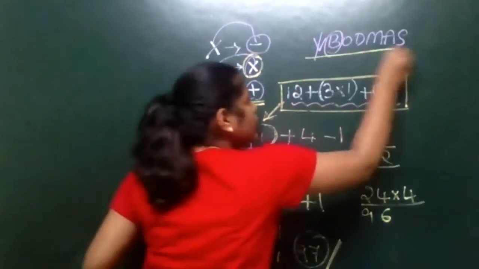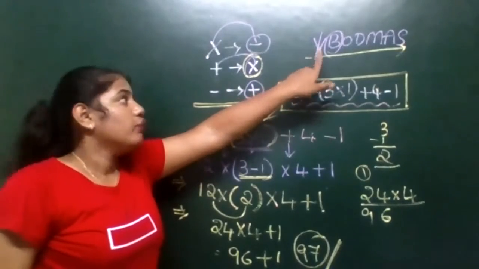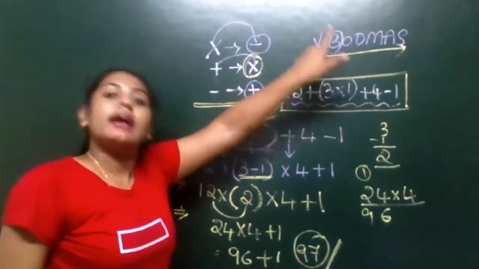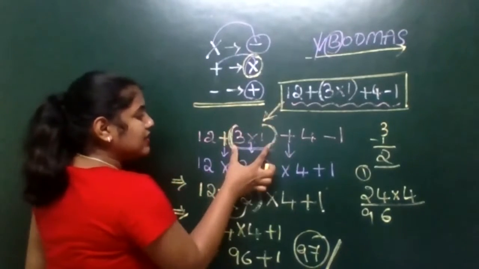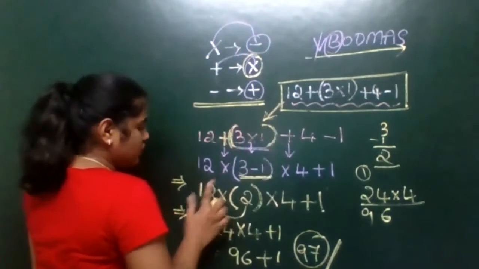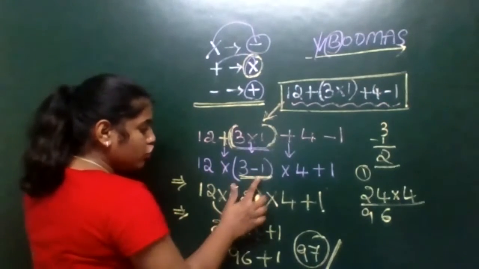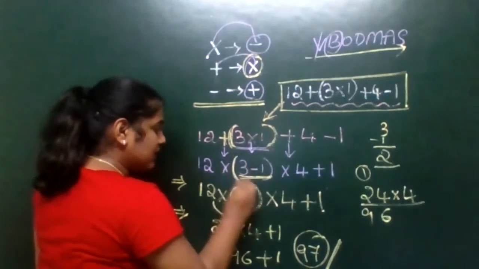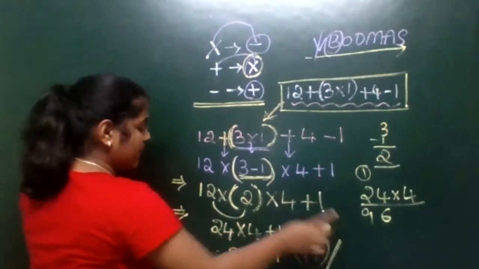We have to use BODMAS rule. Sir, do we have a bracket? Yes. What is that bracket? This one. Students, this bracket is solved first. 12 into 3 minus 1, what is the answer? 2. Bracket as it is, the answer is 2. And then into 4 plus 1.